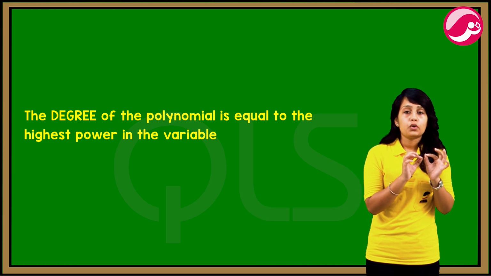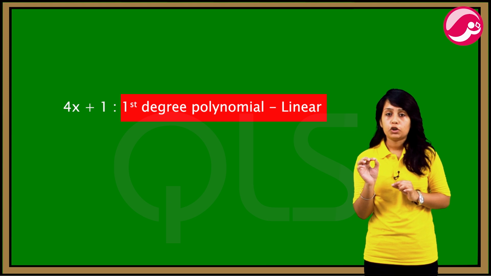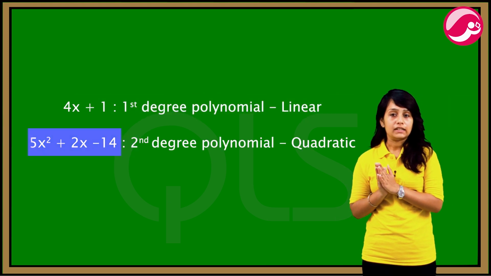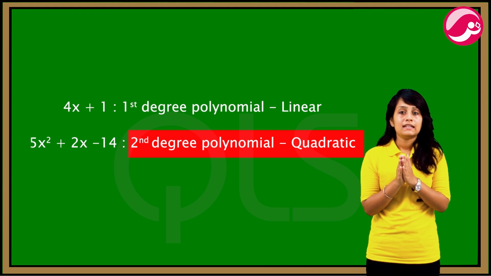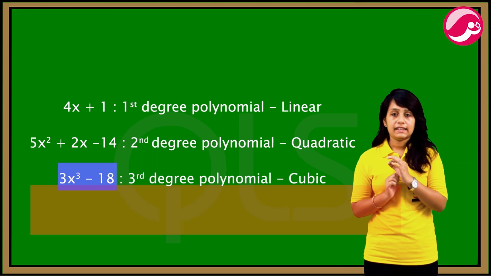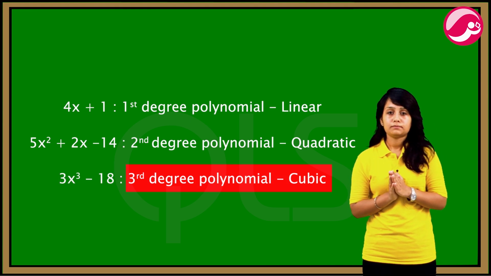Now 4x plus 1, this is a first degree polynomial. First degree polynomials are called linear. 5x square plus 2x minus 14. This is a second degree polynomial. Second degree polynomials are quadratic. 3x cube minus 18. This is a third degree polynomial. Third degree polynomials are cubic.